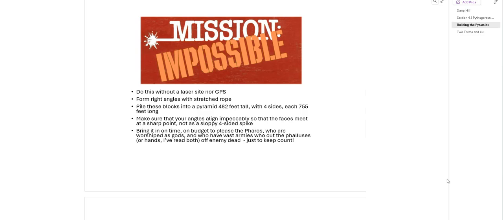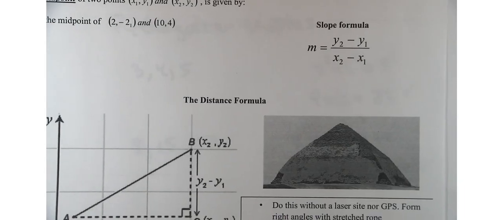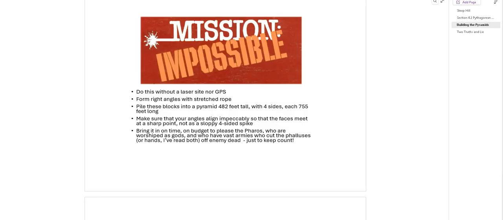All right. So you're going to do this without a laser sight. You're going to do this without GPS. You're going to form your angles with stretched rope. You're going to make sure that your angles are impeccable so that you don't end up with some sort of sloppy looking pyramid like this. You want the Great Pyramid of Giza, because your ultimate boss is a pharaoh who is worshipped like gods, and they would cut body parts off of the armies that they defeated just to keep track of the enemy dead. And if you're really feeling morbid, then you can go look up what body part it was. It wasn't very pretty.